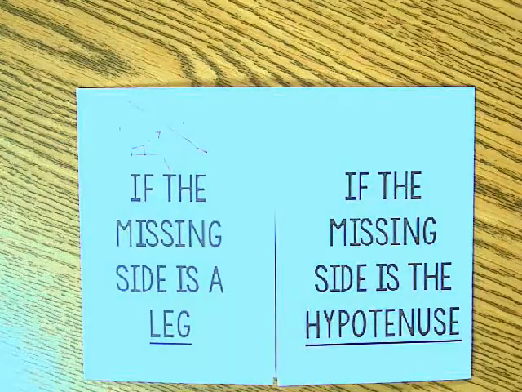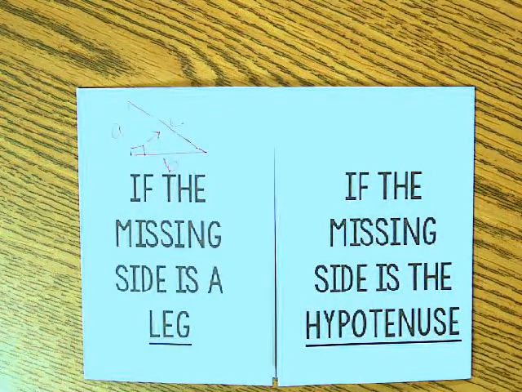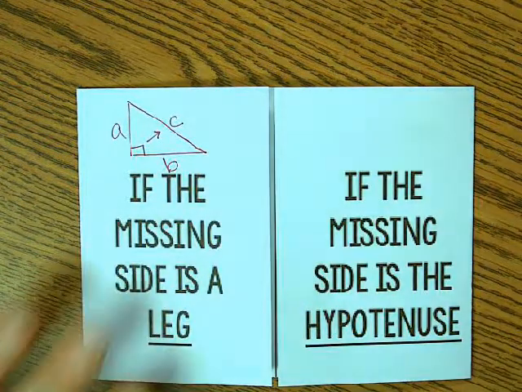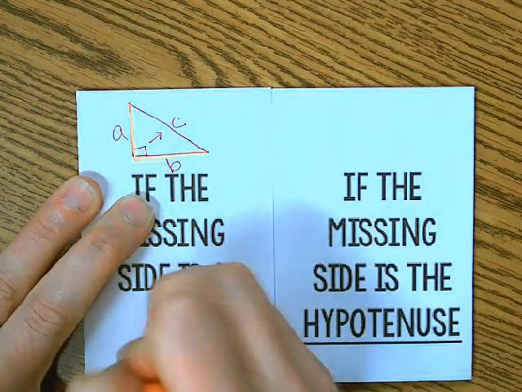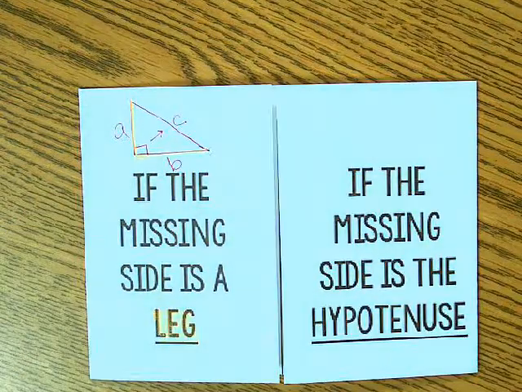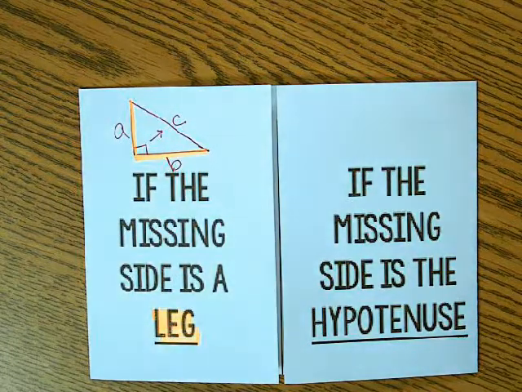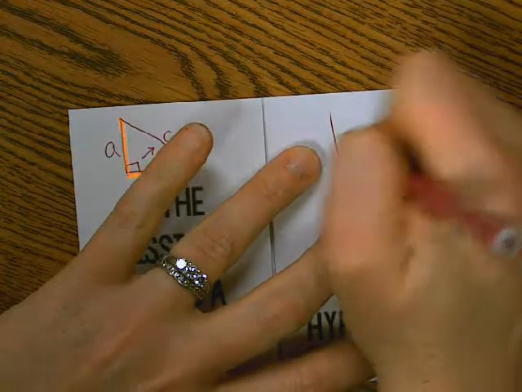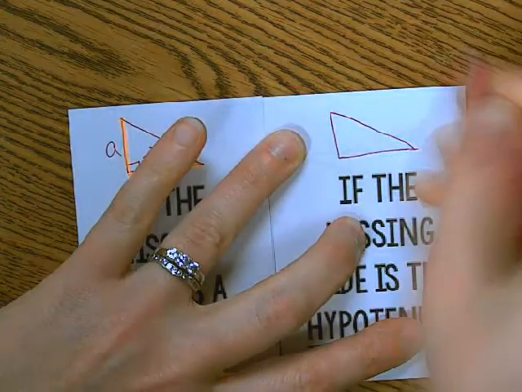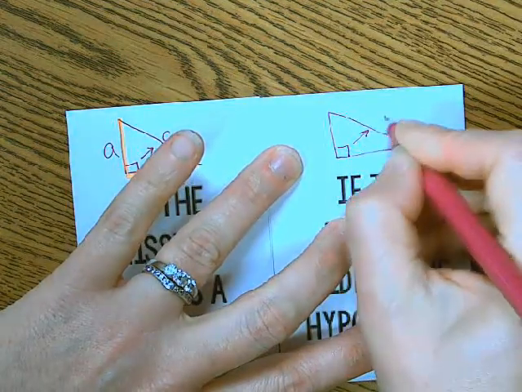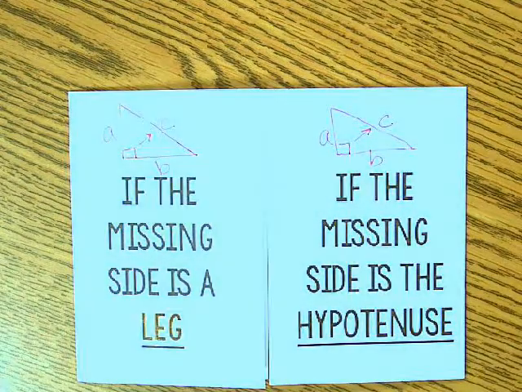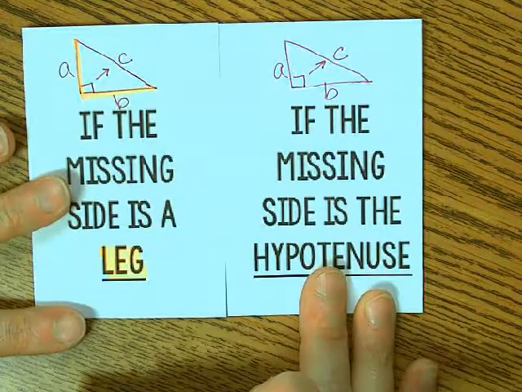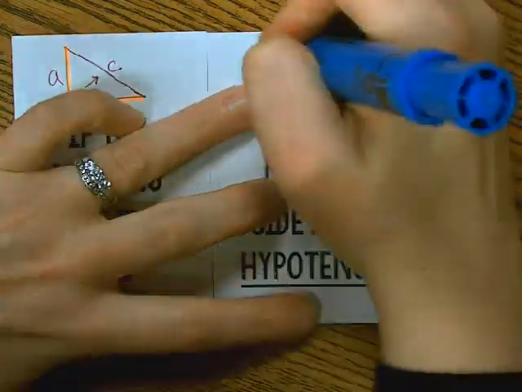So if the part that you're missing is a leg, then you're going to have an X on this one or this one. That's what a leg is. Okay, so if you're missing a leg, you're going to use the formula, but it's going to be used a little bit differently than if you're missing the hypotenuse. So here's our triangle again. There's C, A, and B. So for this one over here, the part you're missing is the hypotenuse.